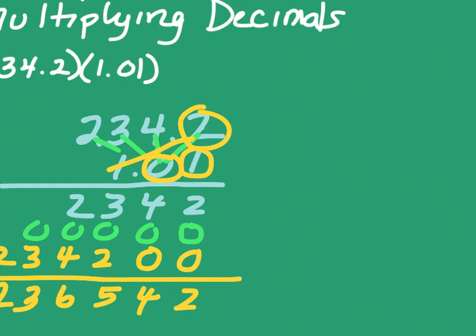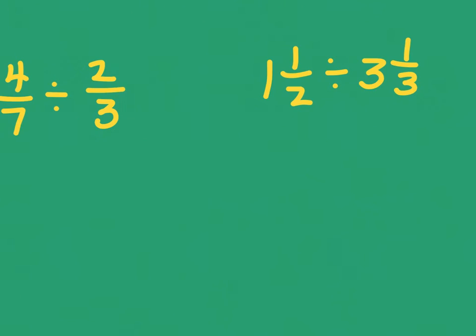Another way to think about that is just in terms of what we call magnitude. How big should that number be? This is 234, or a number close to 234, times a number close to 1. So my answer should be pretty close to 234. So around 236, my decimal should go there. So multiplying, don't need to line up the decimals. We need to put the decimal in the right place when we're finished.